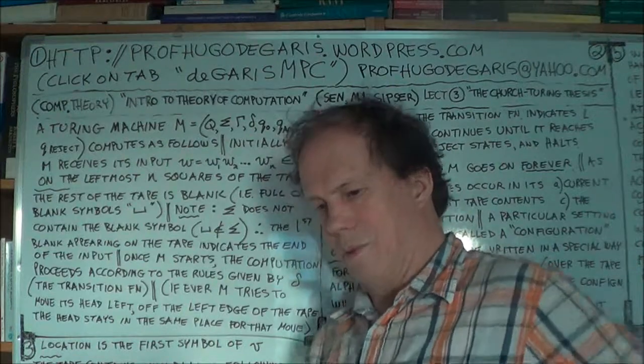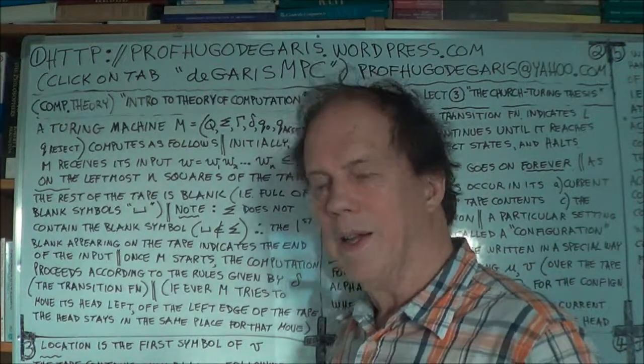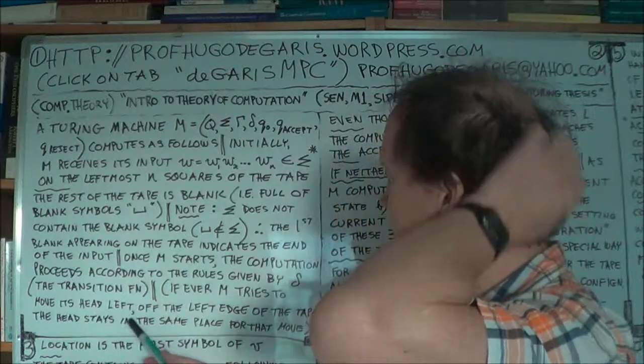Turing machines are quite capable, they'll just go on forever, unless, so how do you stop?